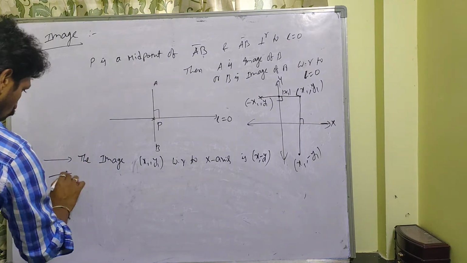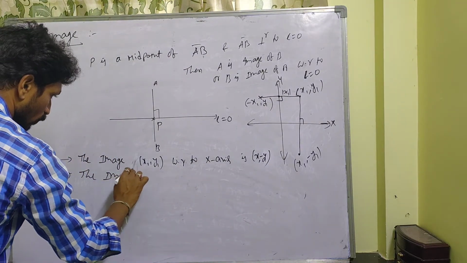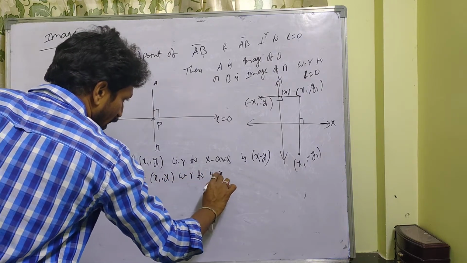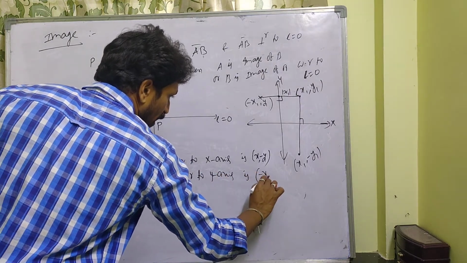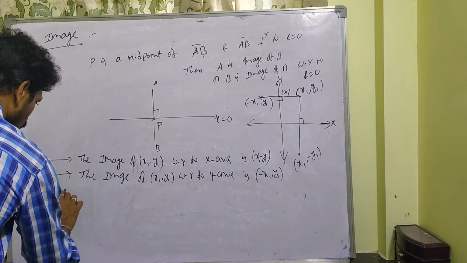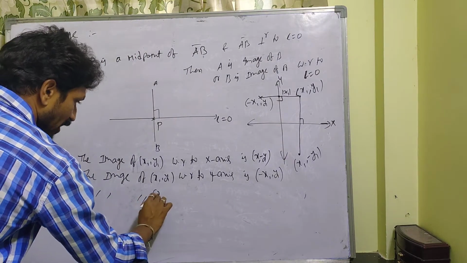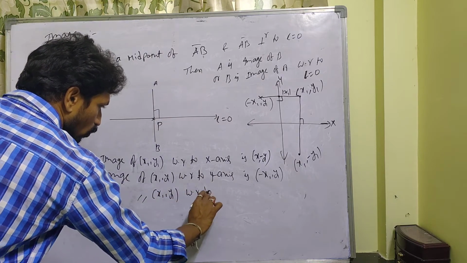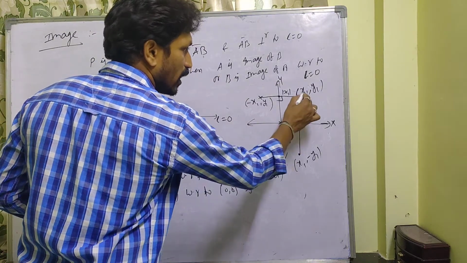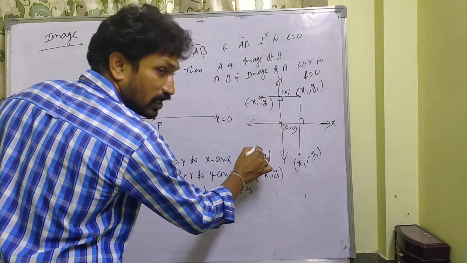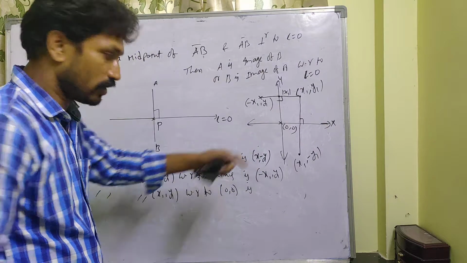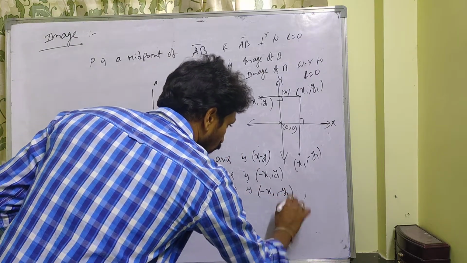Okay. So the image of x1 comma y1 with respect to y-axis is what? Minus x1 comma y1. Okay. Next one, the image of x1 comma y1 with respect to origin 0 comma 0. With respect to origin means, here is the origin. So here x1 comma y1. So with respect to origin it means minus x1 comma minus y1. So it is in the third quadrant. So all are negative. So you will get minus x1 comma minus y1.